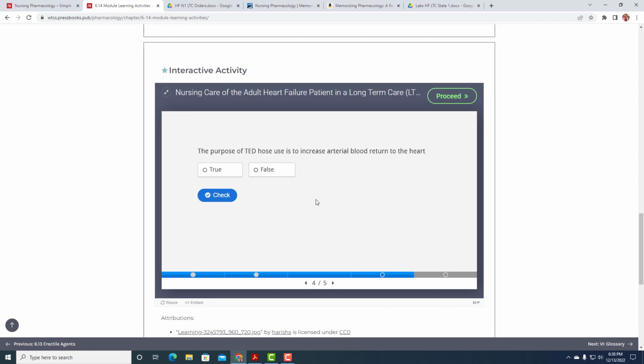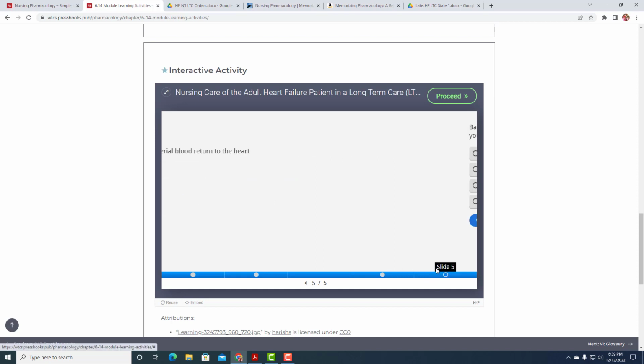So if we think about how blood comes back to the heart, arterial blood is ejected out in a very high pressure system. But when we talk about coming back, the veins with their valves are just not doing it. They're not able to, the patient's not walking a ton, and it's just really difficult for that blood to fight gravity and go back up. So the TED hose are really to increase the ability of venous blood to come back. So we would call this false. Okay, check it and yes.